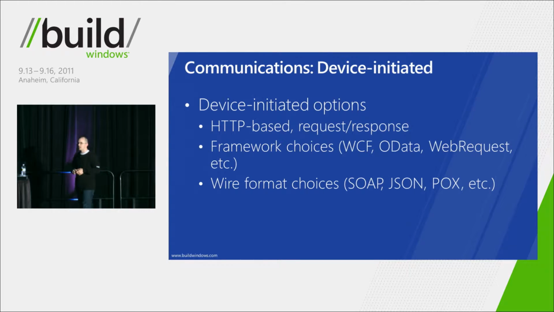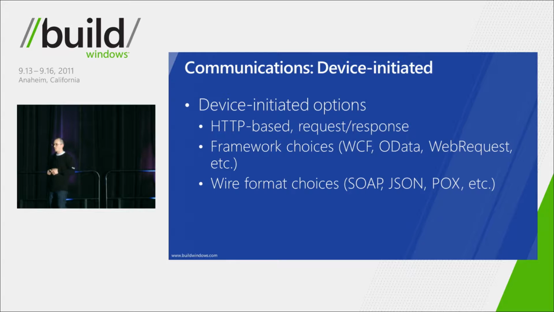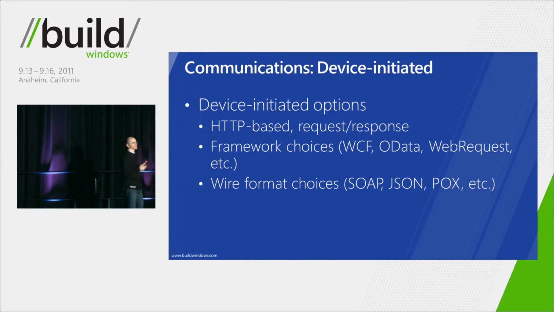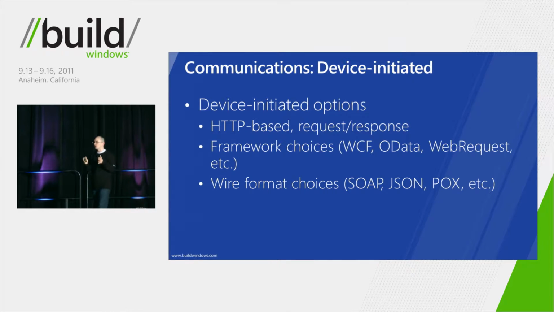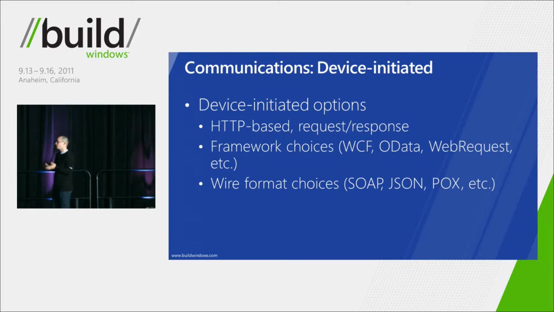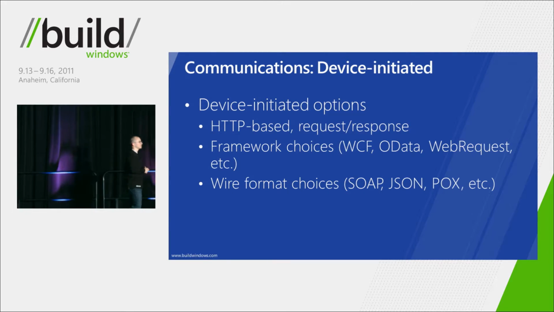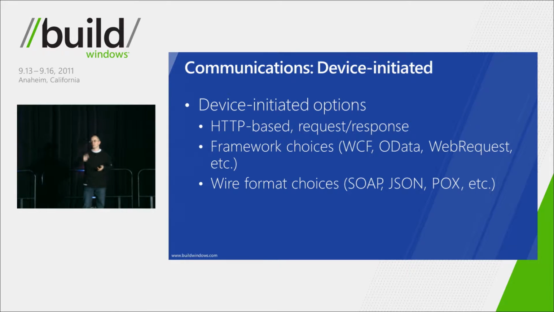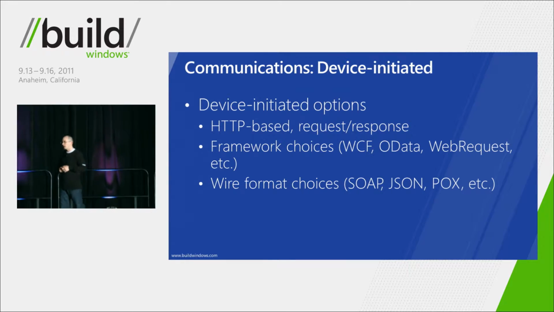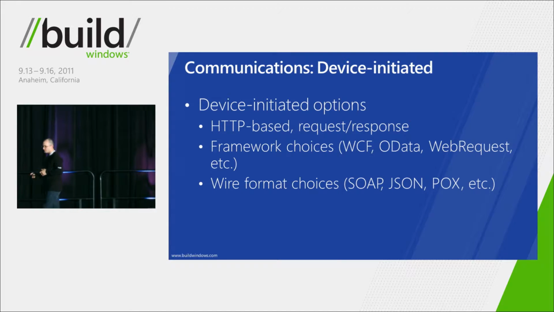Now, for the device-initiated communications, it's really pretty straightforward. I don't think any of you will be surprised by this. It's typically HTTP-based. It's going to be a request-response pattern. There's a lot of different framework choices and a lot of different wire format choices as well. One thing I do want to point out, though, is that with mobile applications in particular, choosing the right wire format is important because if you take a look at SOAP or JSON and even just XML, there's different levels of how verbose those formats are. JSON's actually particularly good for mobile development because it's such a concise syntax. And so using JSON as part of the response or the request when communicating with services can really end up making a snappier application.